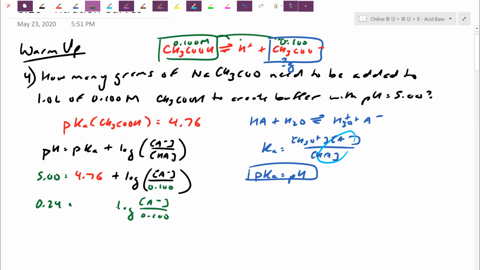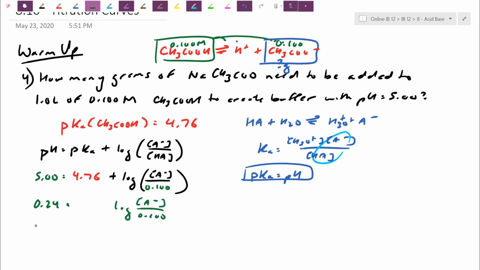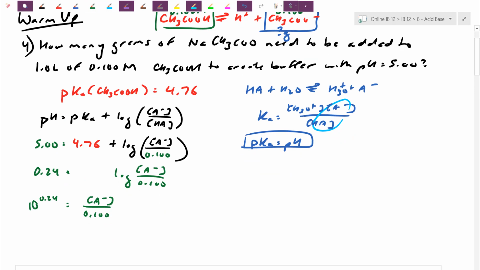I'm going to undo the log by anti-logging it. So 10 to the power of 0.24. Careful, it's not anti-log negative this time, so it's just anti-log 0.24. This gives me here the concentration A minus divided by 0.1. And just let me clean this up a little bit here. The concentration A minus, anti-log of 0.24 multiplied by 0.1, gives me a concentration of 0.174 molar. Right?